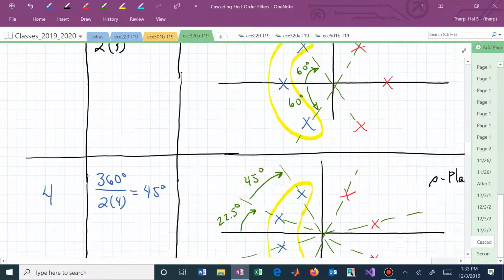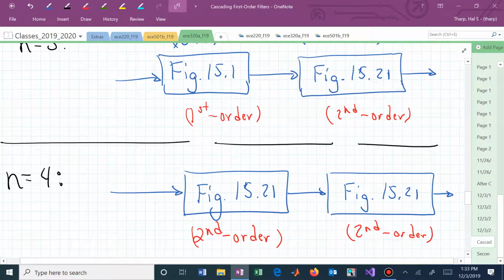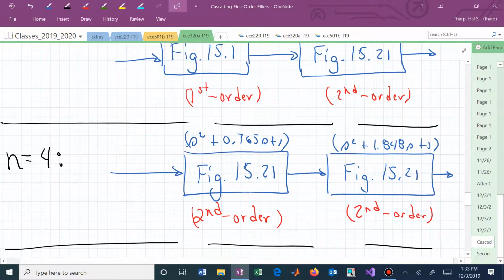Or we now come back here and we say, oh, in this particular strategy for building a fourth order filter, I would put one of these at s squared plus 0.765s plus 1, and this one at s squared plus 1.848s plus 1. We're following the strategy, and these are coming from table 15.1.